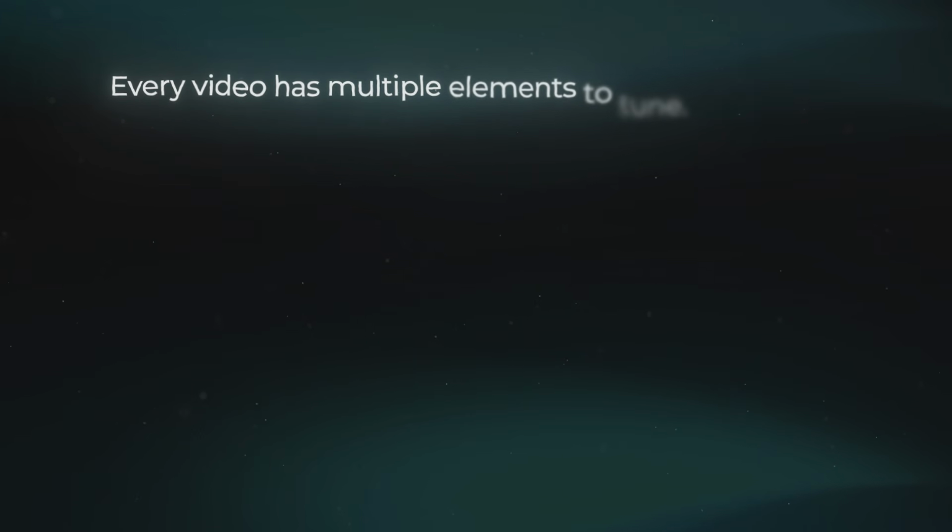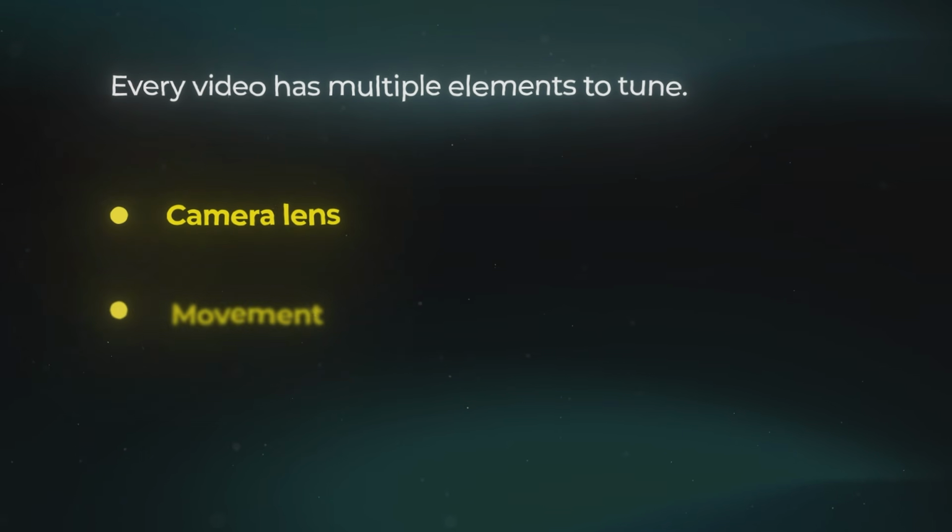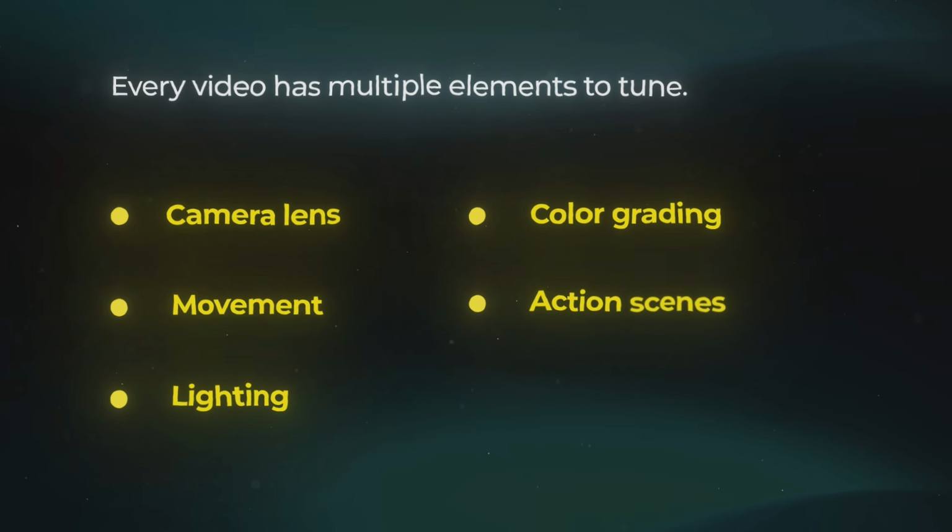So going back to the start of this video, your shots aren't coming out amateur because of the model you're using. They're coming out amateur because you didn't structure your prompt with the decisions it actually needed. Every video has multiple elements to tune, such as the camera lens, movement, lighting, color grading, action scenes, and etc. If you just paste in a single one-liner and hope the results come out incredible, you will be disappointed.